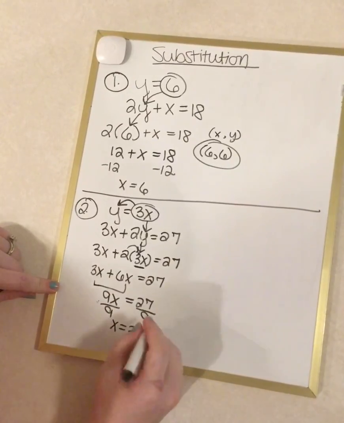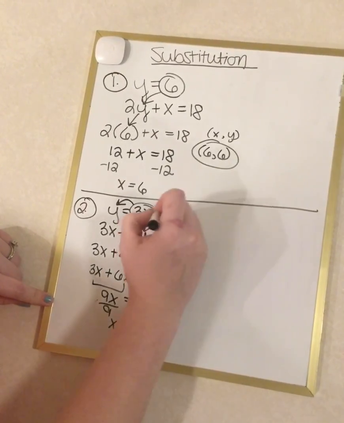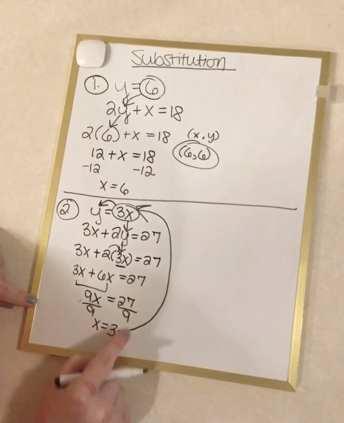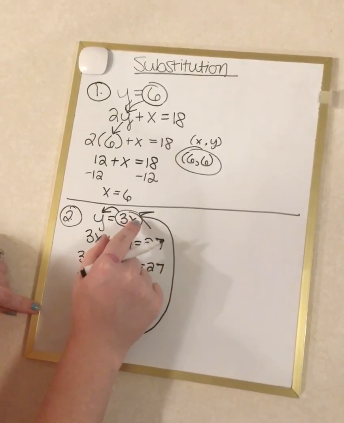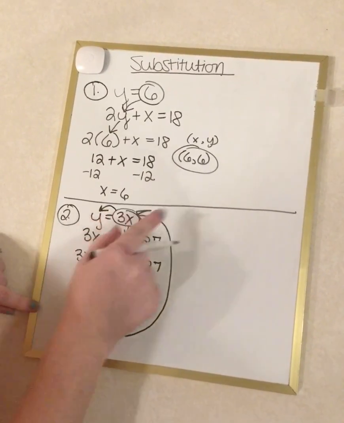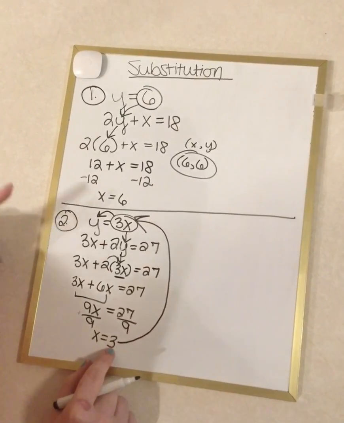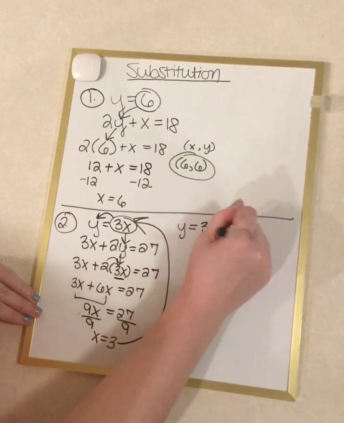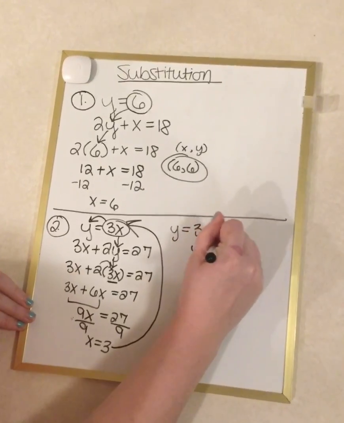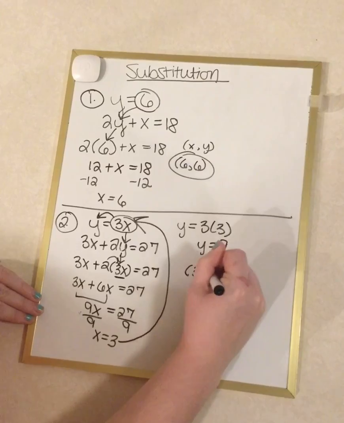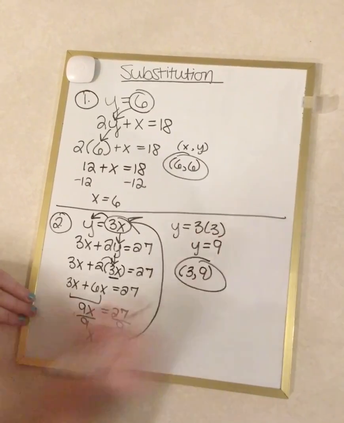On this one, we had to start plugging our variable back in. Now that we know x is 3, I can plug that back in up top. That thing that we circled in the beginning tells me y is going to equal 3 times x. Well, x is 3, so y is 3 times 3. That means y is 9. So our ordered pair will be 3, 9, x before y.